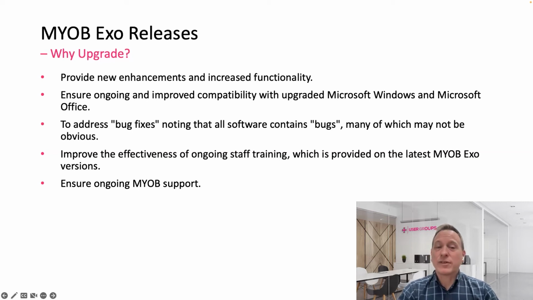Of course, the third reason is around those bug fixes. Of course, the newer versions of Exo don't have any bugs, which is fantastic news for all of us. Of course, I am joking. Unfortunately, we do see bugs in software, but if you do have bugs in your current version, you will find that the Exo QA processes, the processes within MYOB around the quality assurance are consistently being refined over time. And you may well find that one of those issues that impact your organization have been addressed in a later version. Fourthly, it's about improving the effectiveness of ongoing staff training.